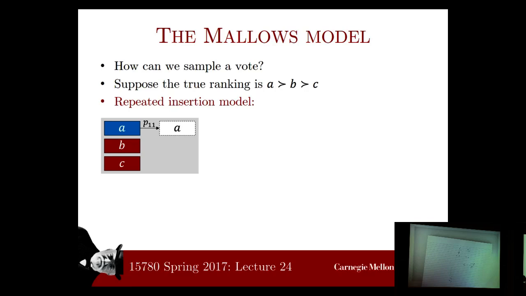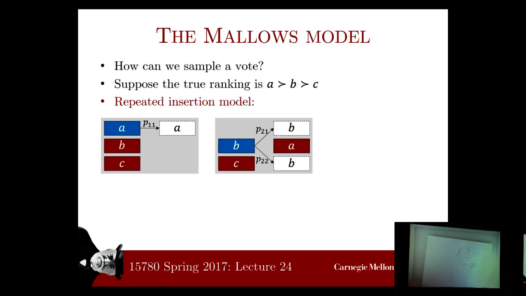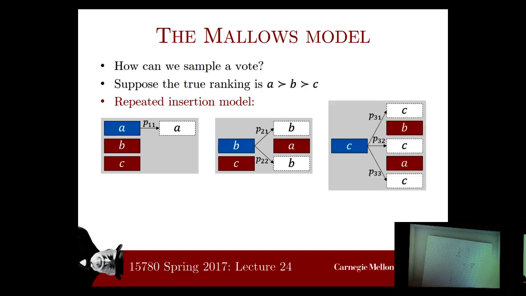Now it gets interesting in the second stage. So now we look at the second alternative that's ranked in the ground truth. And now we can either insert it in the first position with probability P21, or in the second position with probability P22. So with probability P21, we get the ranking B above A, and with probability P22, we get the ranking A above B. Okay, so let's say the P21 thing happened, and B got inserted above A.